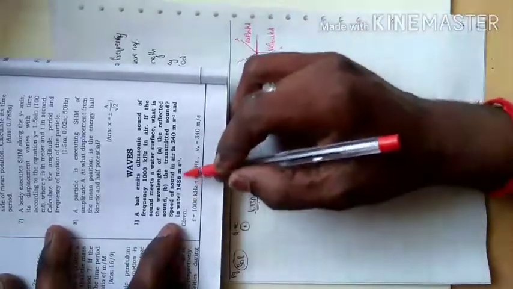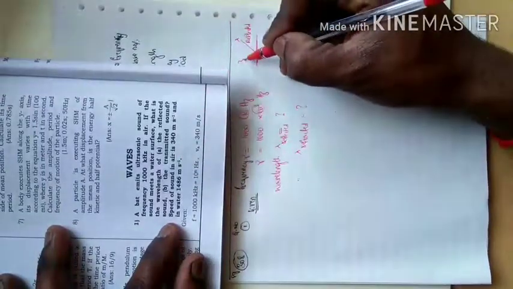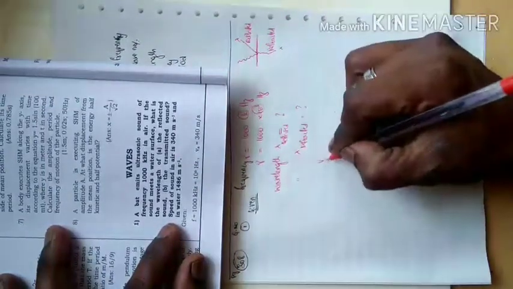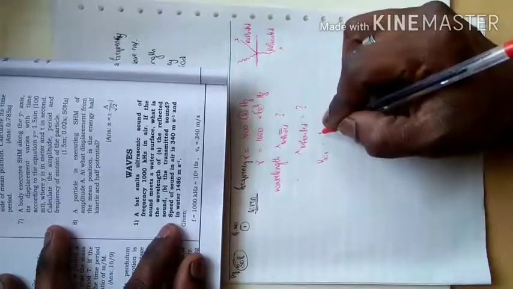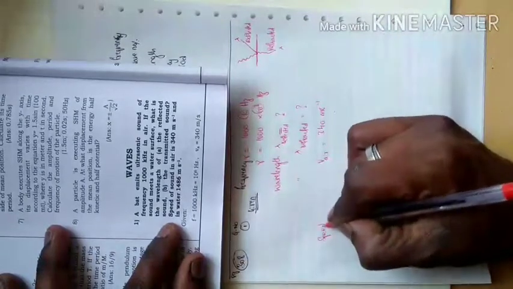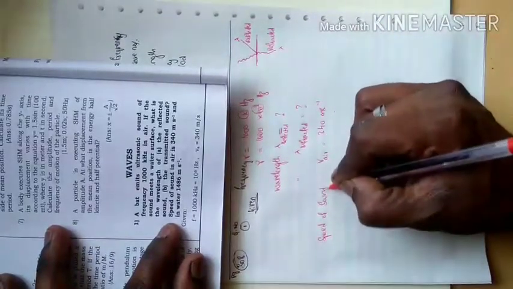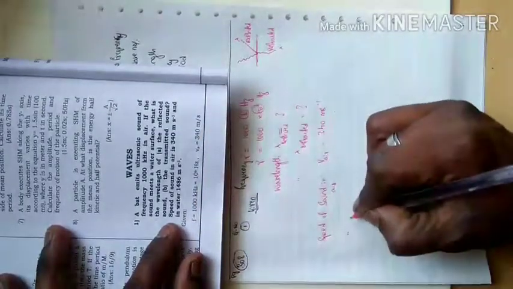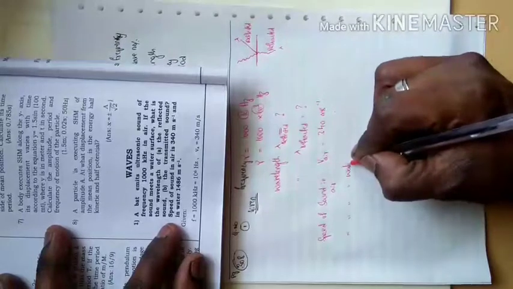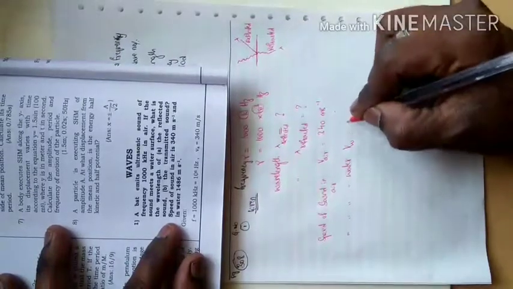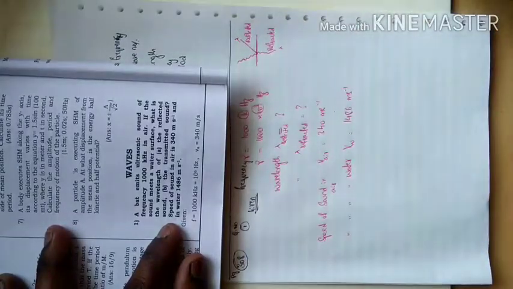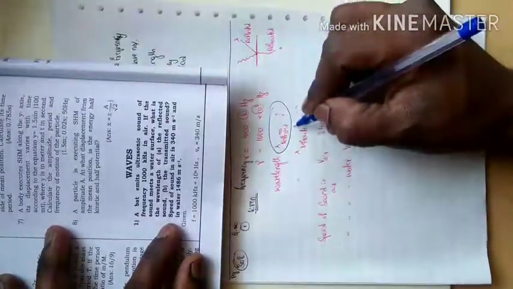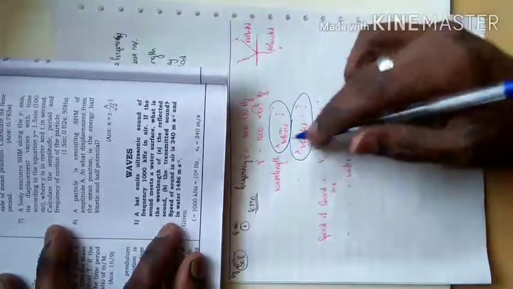And then they have given the speed of sound in air. What is the speed of sound in air? That is the V value they have given in air. Speed of sound in air is 340 meter per second. And in water, speed of sound in water, they have given V W is equal to 1486 meter per second. With all this given, we have to find out lambda of reflected and lambda of refracted.